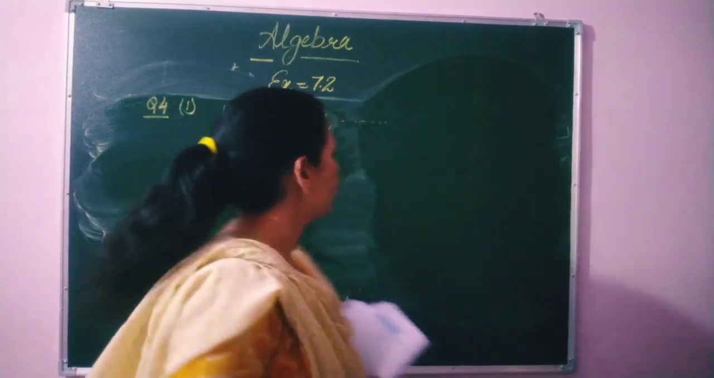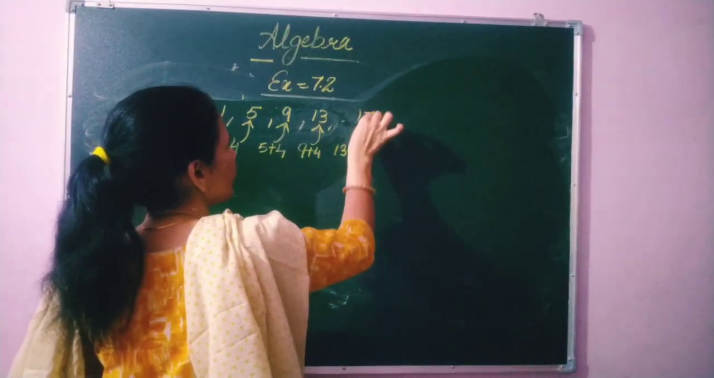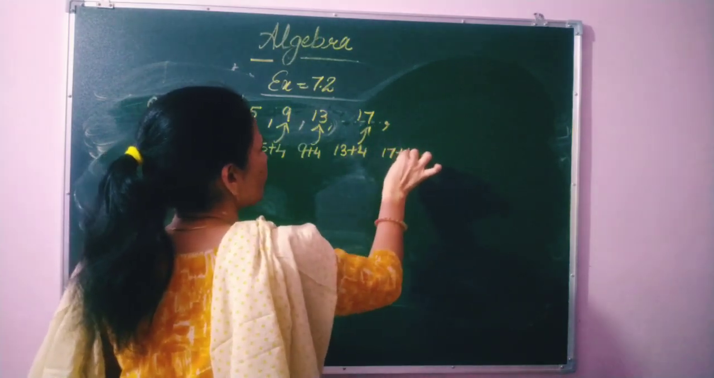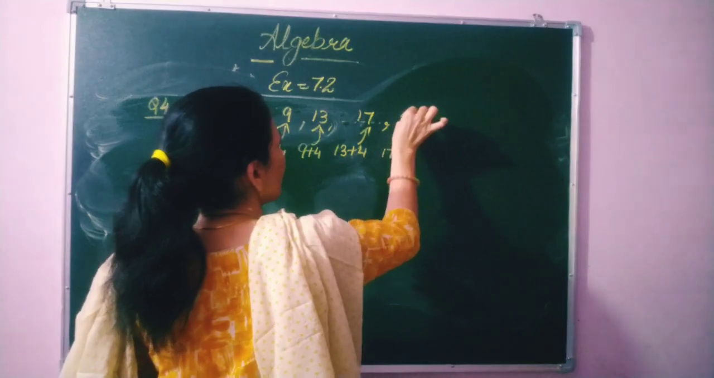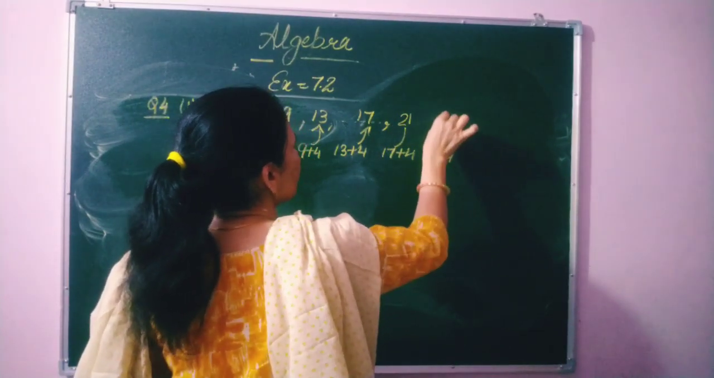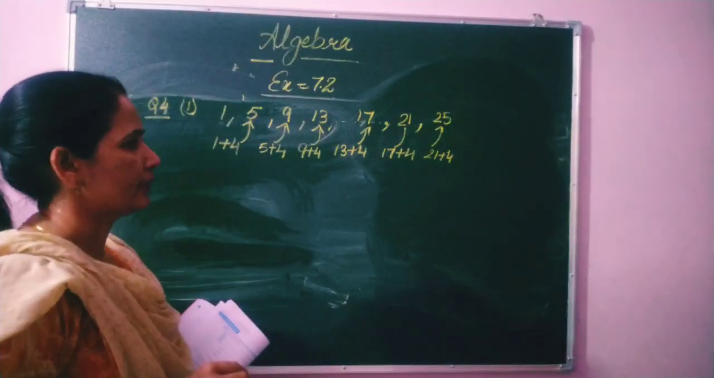Okay, so we will follow the same. Then 13 plus 4, that means here it will be 17. And then 17 plus 4, here 21. And 21 plus 4, then it is 25. So these are the next 3 terms of the pattern.